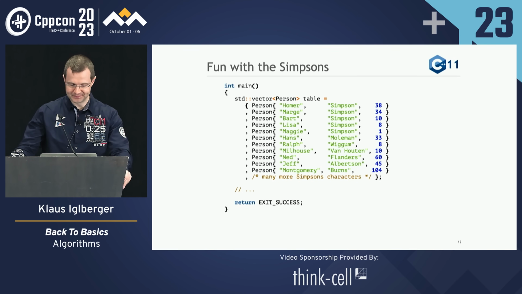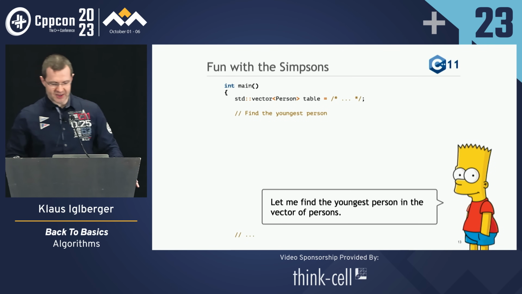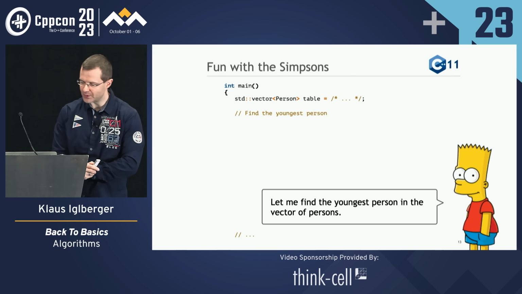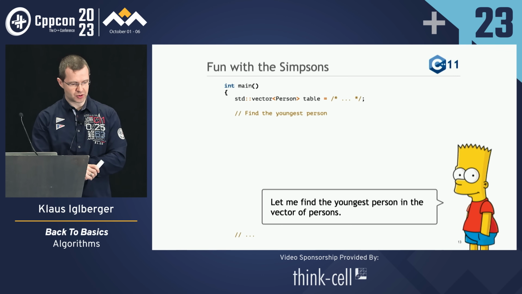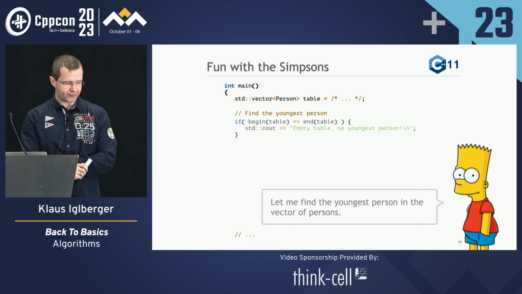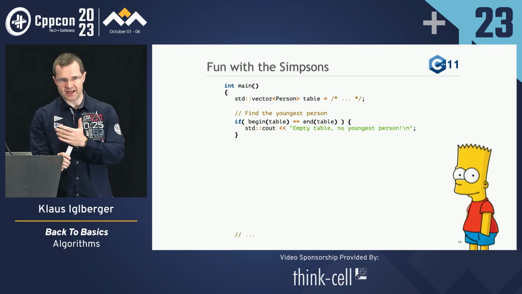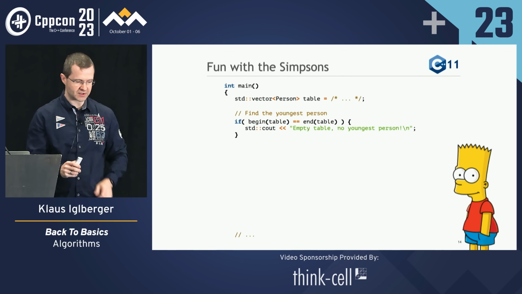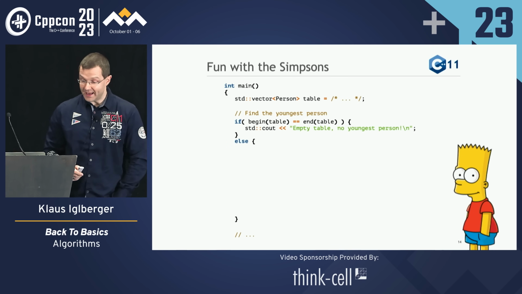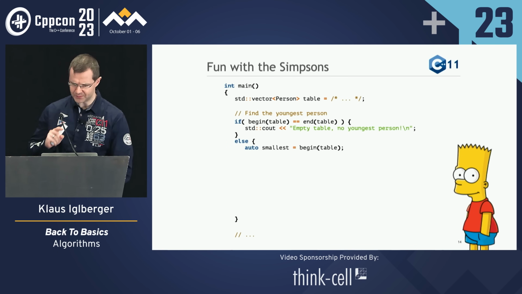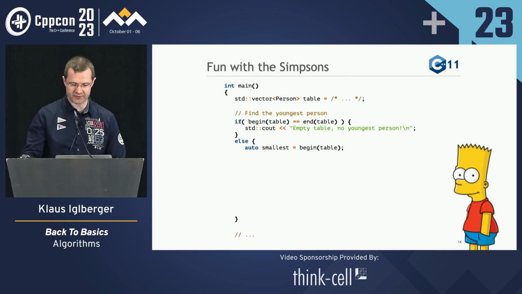Good. Now, let's do something with this vector of persons. Bart has a first idea. Let me find the youngest person in the vector of persons. All right, so how can you do this? Well, first, officially, we should check if there's actually a single person. So if this is an empty vector, there is nothing to really do. Okay, else. We first pick the first element as the youngest person. Why not? It's a first good guess.